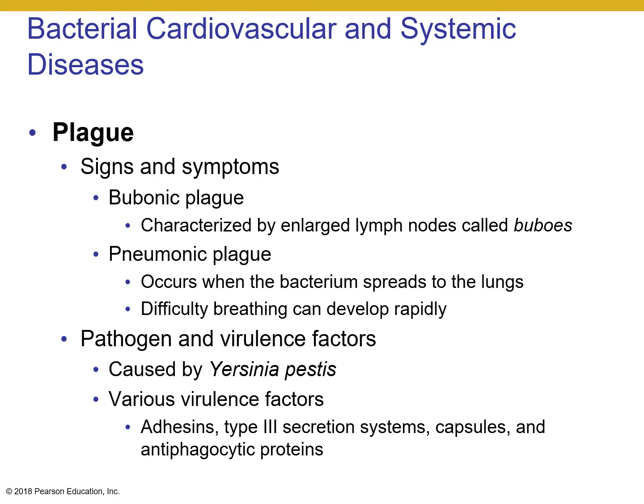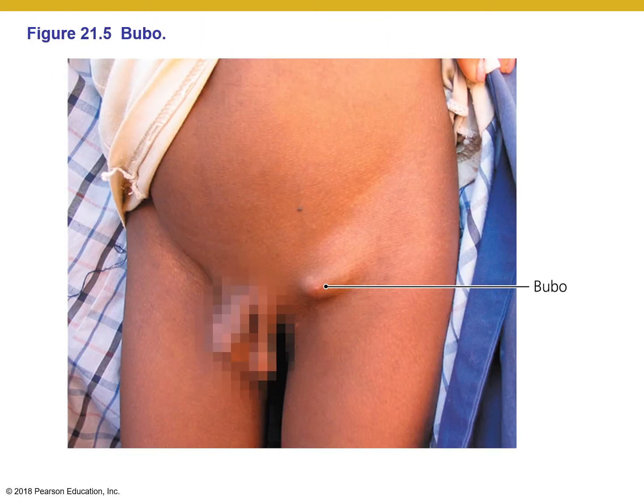It's a nasty, nasty pneumonia. The virulence factors in this Yersinia include adhesins, type 3 secretion, capsules on the bacteria, and other anti-phagocytic proteins. So your immune system really doesn't have a chance to grab hold of it and kill it.